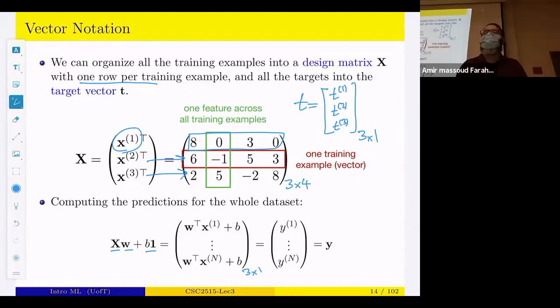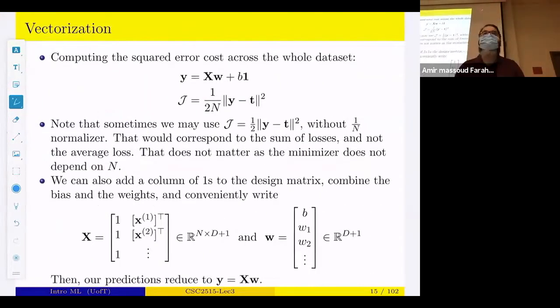Okay, so this is just a simplified notation. So y, as I had in the previous slide, we can write as y equal to the design matrix X times the weights plus b. And then we can write the squared error as the norm of the vector of the difference between y and t.